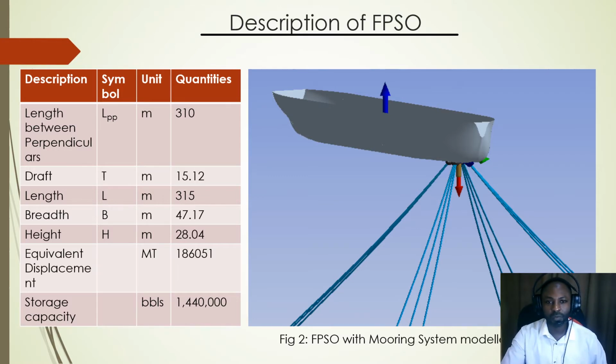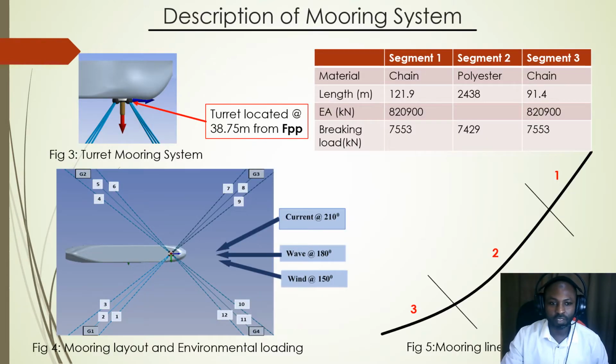All right, so this is the FPSO we consider in this study. It has a length between perpendiculars of 310 meters, a draft of 15.12 meters, a length overall of 315 meters, and a storage capacity of 1.4 million.